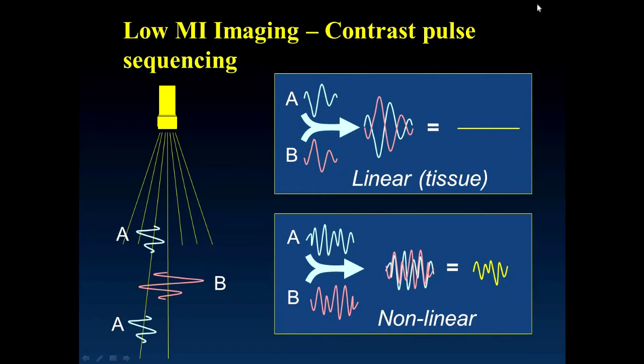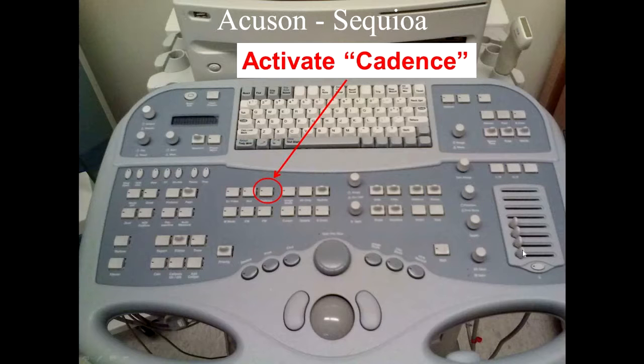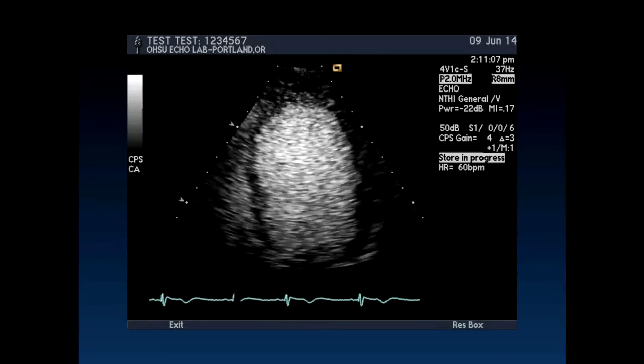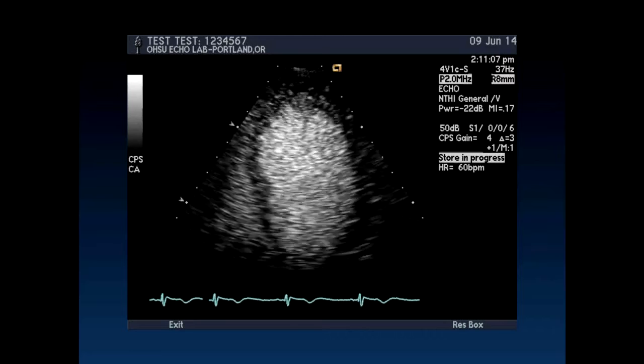Finally, contrast pulse sequencing, or CPS, combines both alternating phase as well as alternating power. Same principle is applied to eliminate tissue noise by subtraction of the linear signals returning from tissue, while nonlinear microbubble signals are not canceled. CPS is typically found on Acuson systems. Again, it is easy to turn on with the single push of the Cadence button. And this is an example of contrast for left ventricular opacification using CPS.